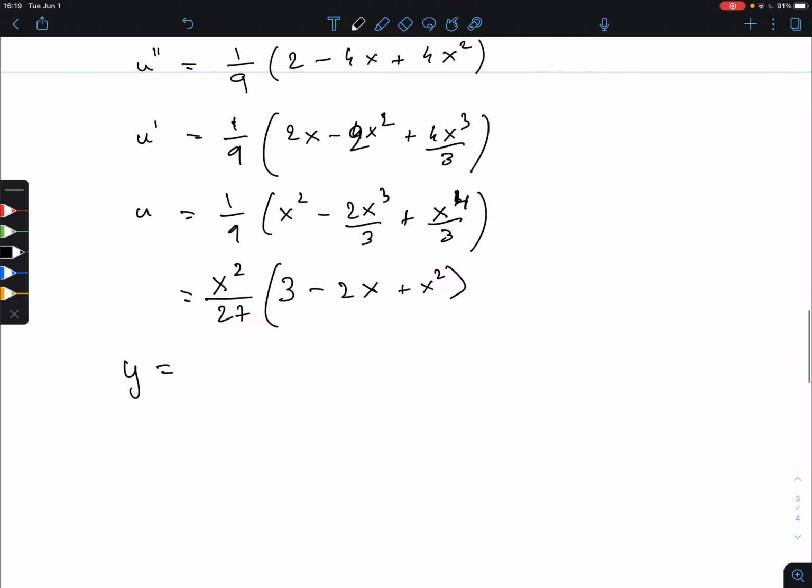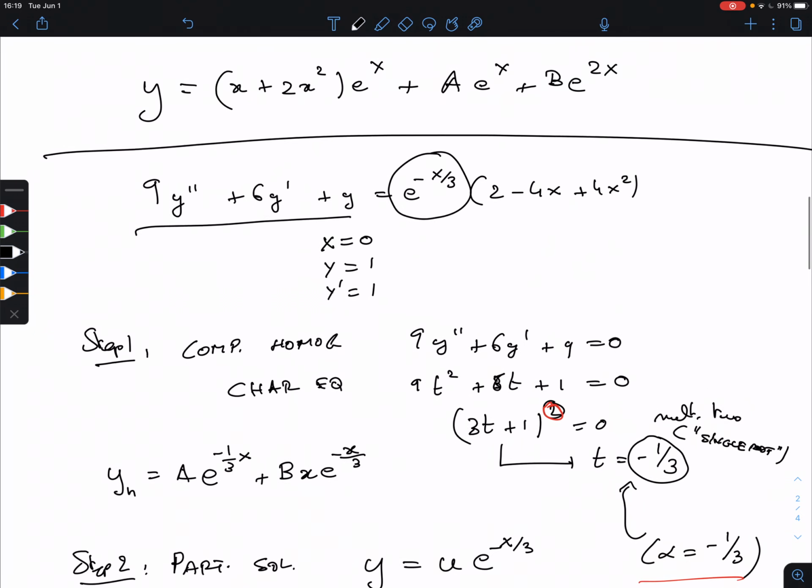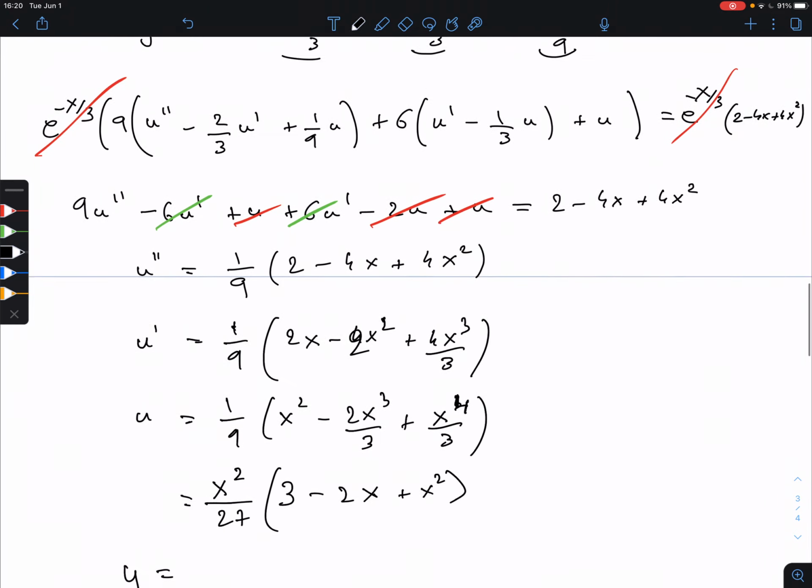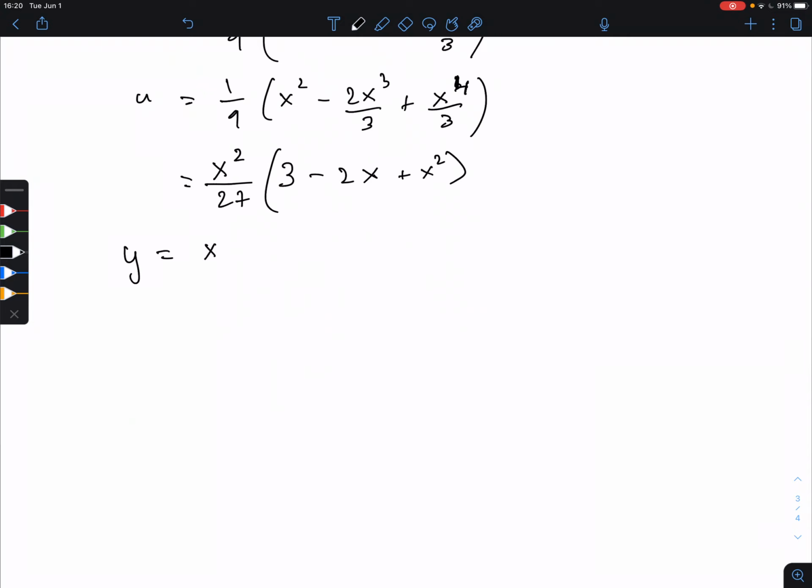Is that the solution? No, because y was, where is the box? We didn't box it. Oh, I should box it. Always box your things. All right, here we are. So we have to multiply this with e to the minus x cubed. So x squared e to the minus x cubed over 27, and then we have x squared minus 2x plus 3.